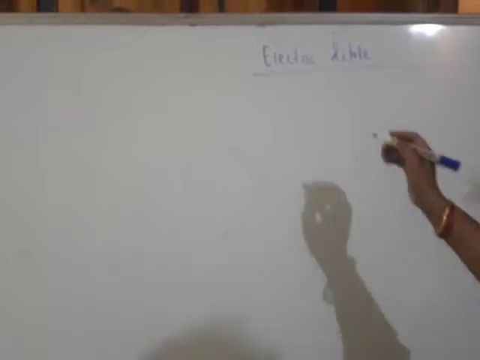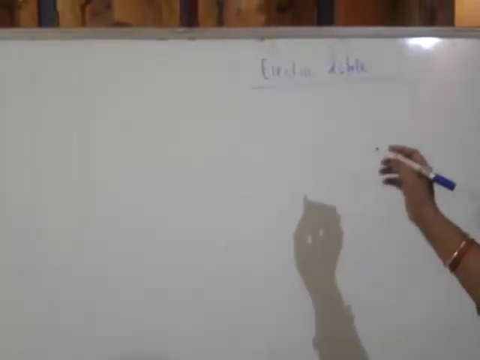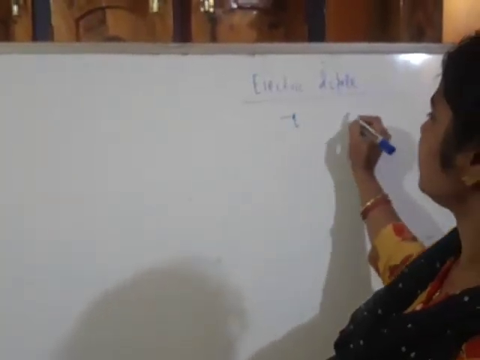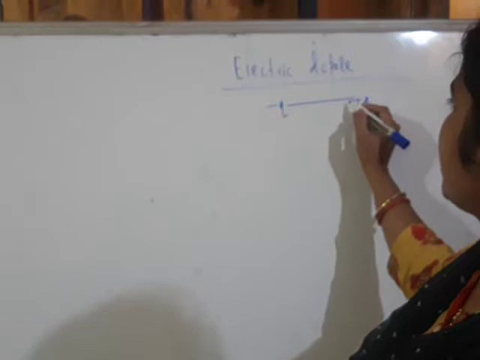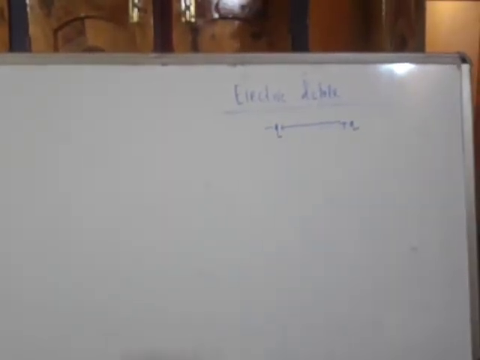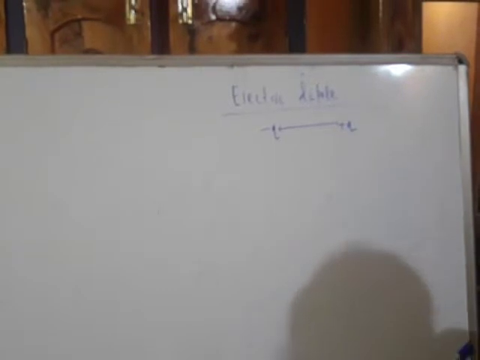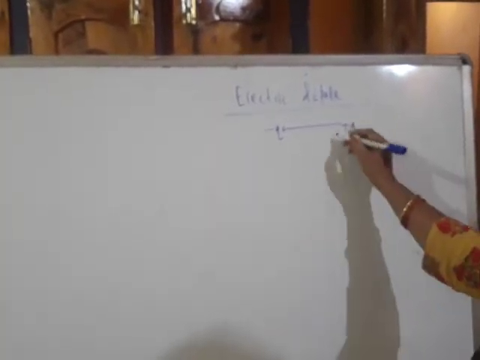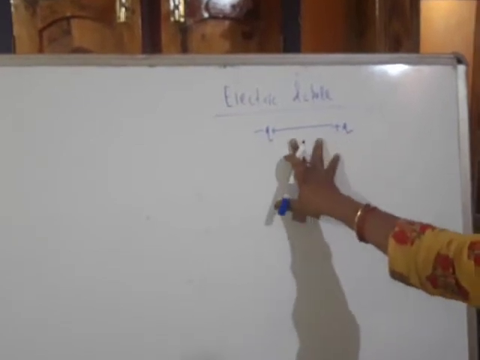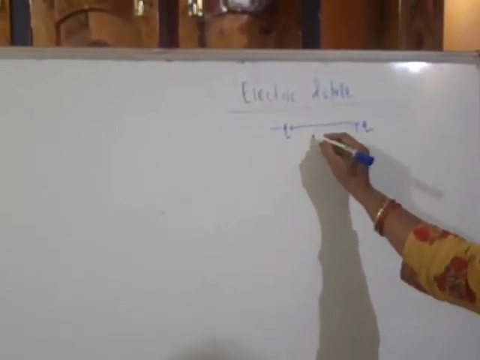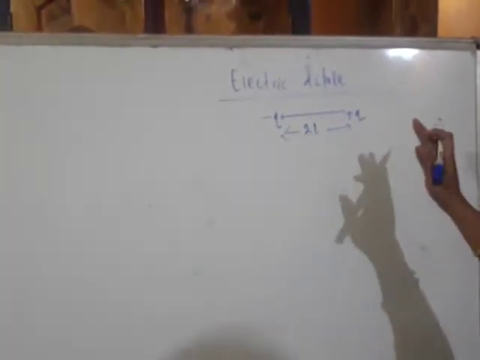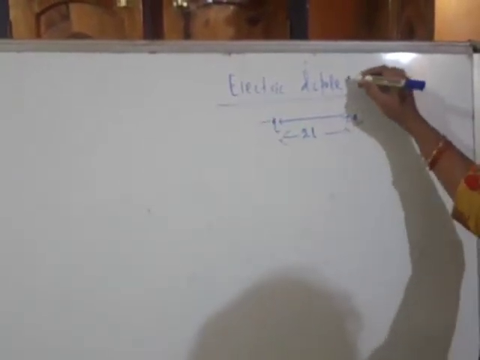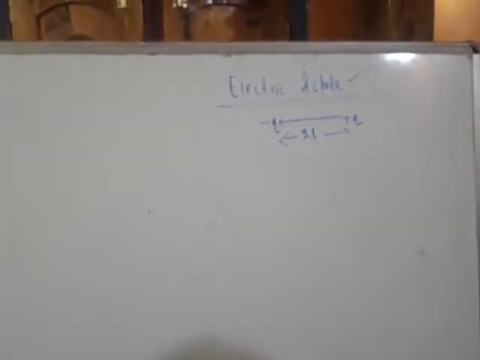We will discuss another factor, that is electric dipole. Electric dipole is the combination of two charges separated at a distance which have equal magnitude but opposite sign. Suppose minus q and plus q charges are there at a certain separation distance, let it be 2l. Then we can say this combination is an electric dipole.